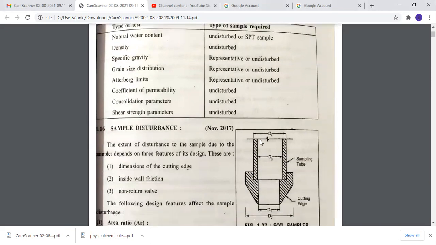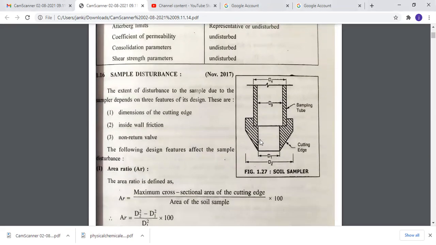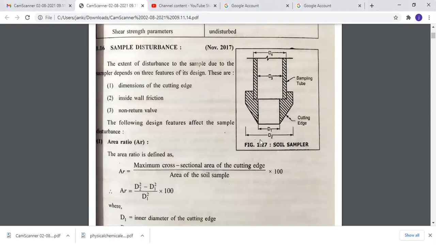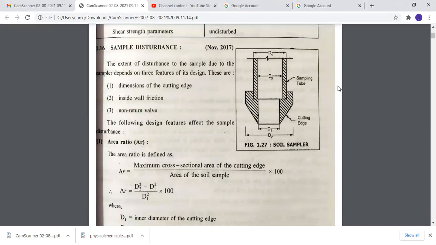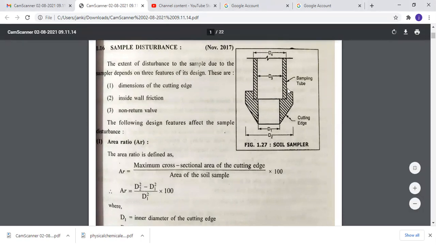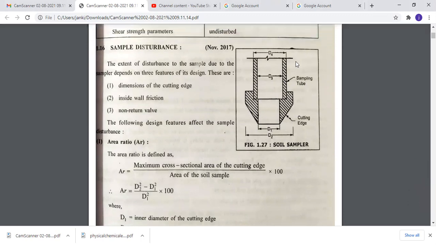So next is sample disturbance, right? Here, in figure 1.27, there is a figure given, which is a soil sampler, right? In this figure, there is a sampling tube given, and at the bottom, cutting edges are provided, right? There are four dimensions, which are D1, D2, D3, and D4, right? These are all the dimensions of this sampler, right?